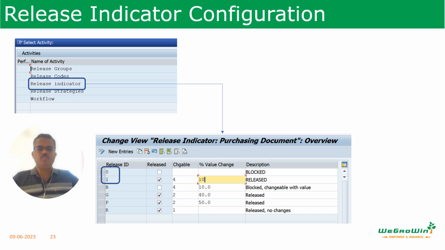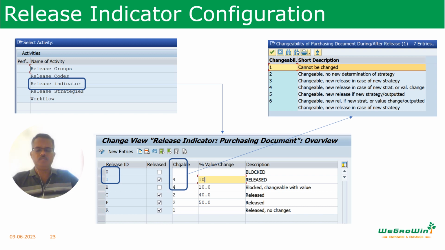And also the changeable field. This field contains the parameters that will define how the system reacts if a purchasing document is changed after the start of the release procedure. For example, if we released some purchasing document and some change happens, what should the system do? That is what we are putting here.